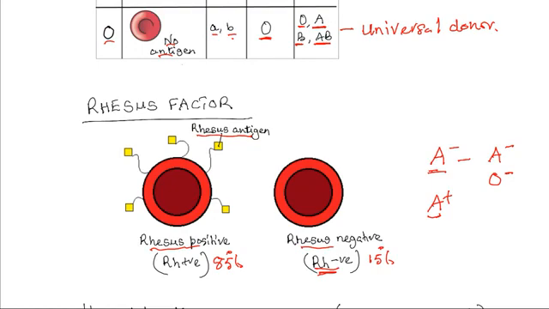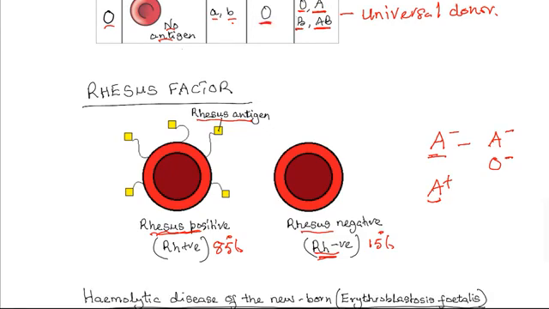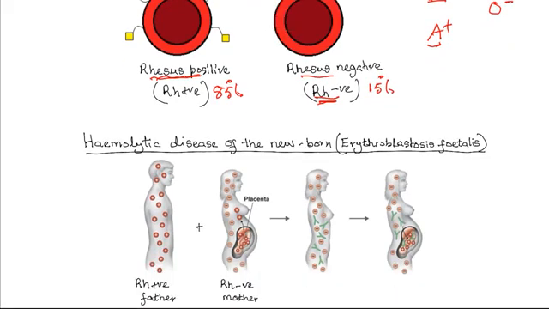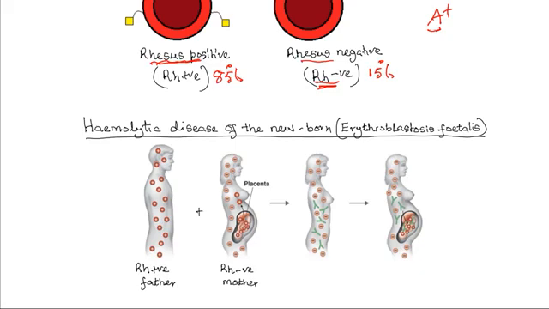Now, when a rhesus negative woman marries a rhesus positive man, the woman is likely to conceive a rhesus positive fetus. So you have the rhesus positive father, rhesus negative mother. This fetus here is most likely to be rhesus positive. Now, the rhesus positive antigen of the fetus may pass across the placenta into the mother's bloodstream during the last month of pregnancy.